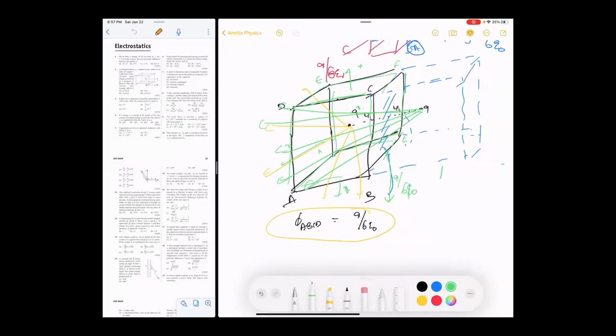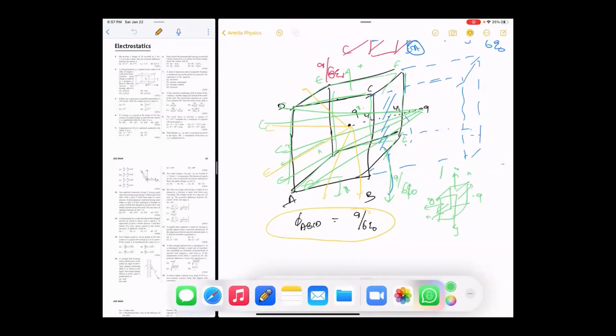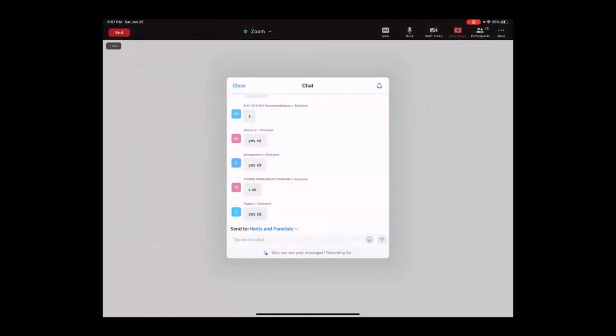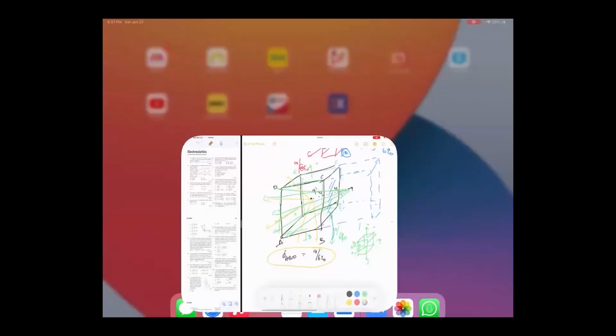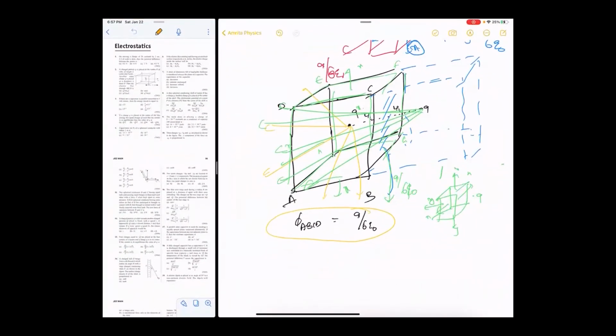Have you understood that? To this charge, the flux through this, and this, all are X's. And this one is different, so Y. Are you able to understand that? Okay. So now what I can say is, when the charge is outside, the net flux entering the cube is equal to the net flux leaving the cube. So the flux entering the cube, Q by 6 epsilon naught, is 4 times X plus Y.